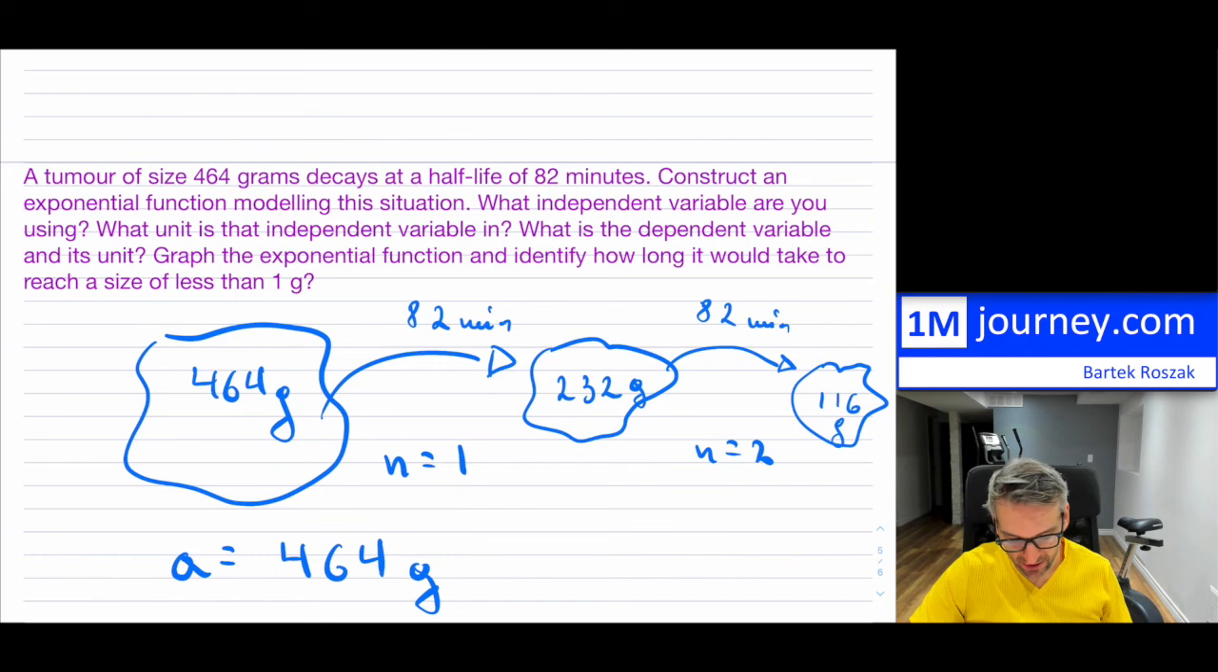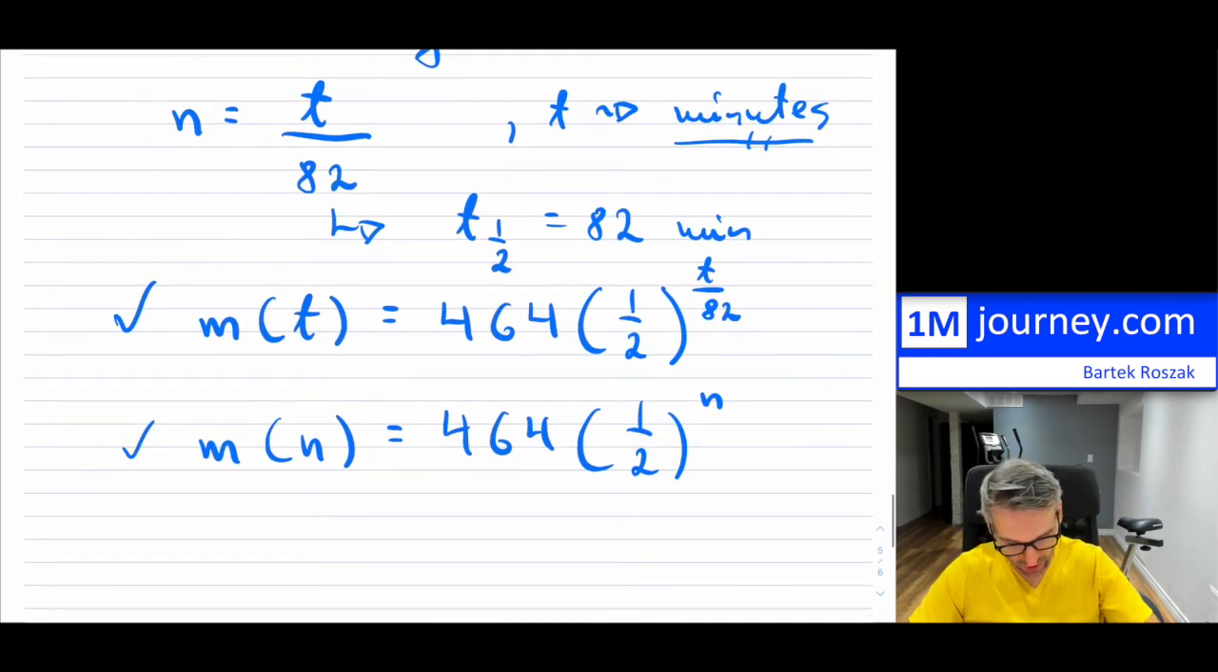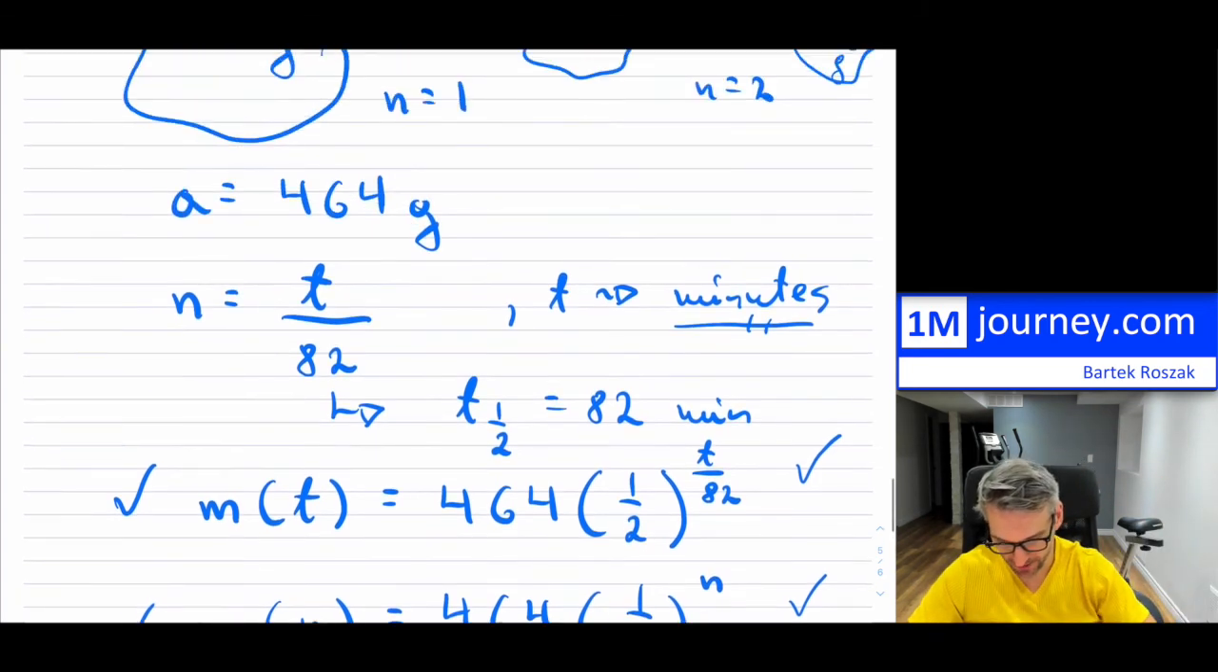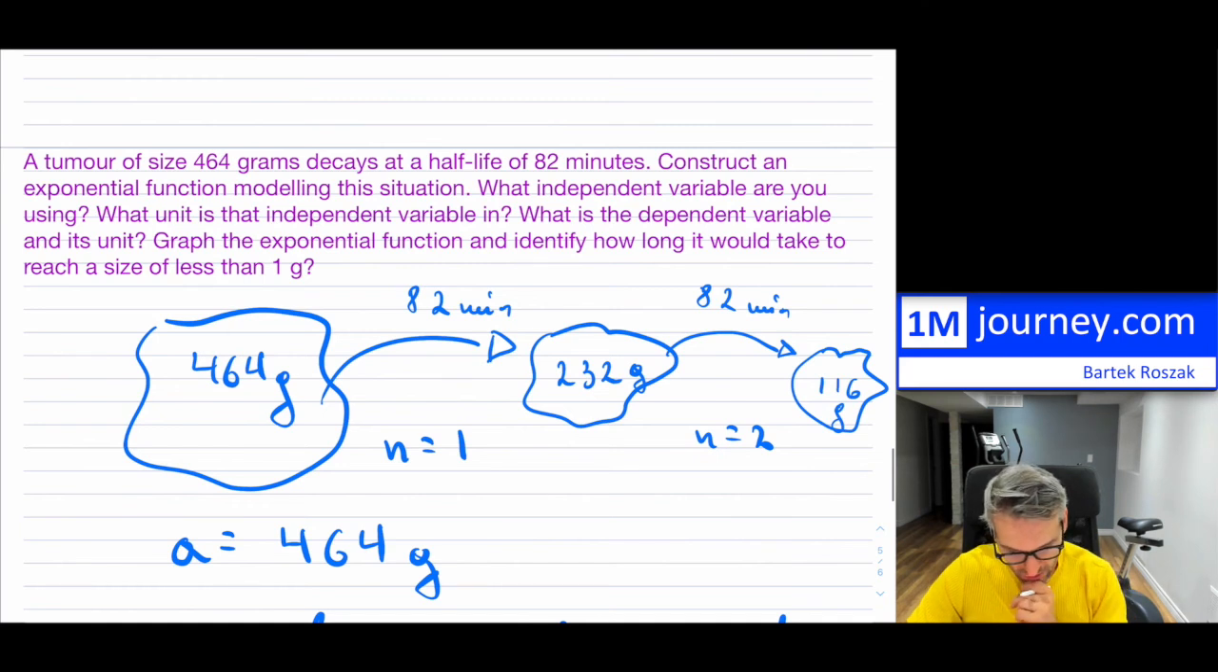And what independent variable are you using? Well, I guess you can use either. You can use the independent variable as t, time in minutes, or you can use n, which is the number of half-life periods. And what else do they ask? What is the dependent variable? Because this is a tumor in grams, the dependent variable is going to be mass, right? Because we measure mass in grams.